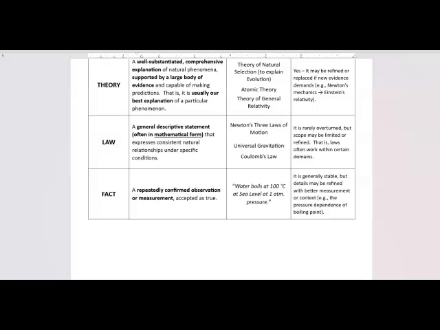And then a scientific fact, this is just something you observe, and you always observe it if it's done under the same conditions every time. It's repeatable, it's confirmed, and you can always measure it and you get the same results every time. So an example of that would be water boils at 100 degrees centigrade at sea level at 1 atmosphere pressure. In other words, if you set the temperature at this and you set the atmospheric pressure at a certain amount, you will always see that water boils at that temperature under those conditions. So that's a fairly stable observation, and it will be the same observation no matter who does it, as long as they do it under those conditions.